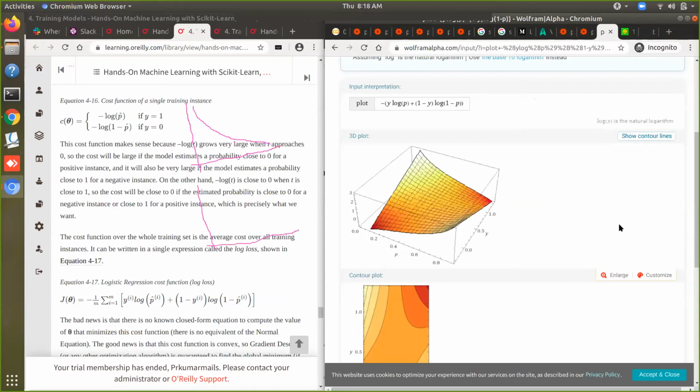So I understand that these two plots are for two different cases. Probably this is for y equal to 0, and this is y equal to 1, or maybe vice versa. My point is that this overall equation that we are seeing here is a combination of both, right? So can't we think of it this way, that the overall plot for this J theta is just a sum of these two, which will be something like this, maybe something like this.